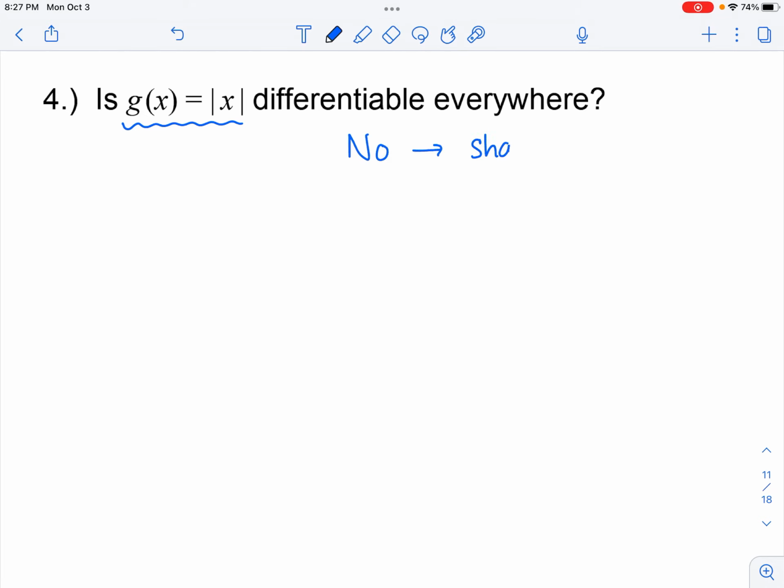There's a sharp turn, which is also referred to as a cusp in a graph. Sharp turns are known as cusps. There's a sharp turn at the vertex, which is at x equals 0, okay? But here's another reason why, all right?